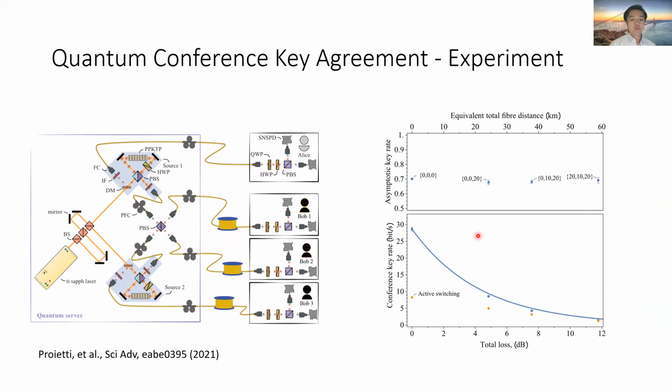When looking at the overall conference key rate, we still see the exponential decrease as a result of loss in physical media, with just over 2 Hertz of secret key rates at the 50 kilometer mark. Nevertheless, this positively demonstrates the capabilities of creating a conference key when using GHZ states.